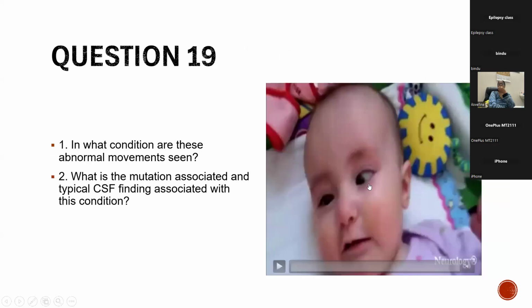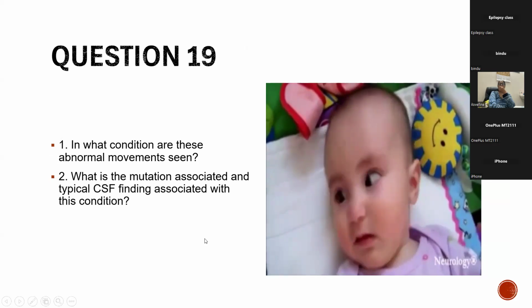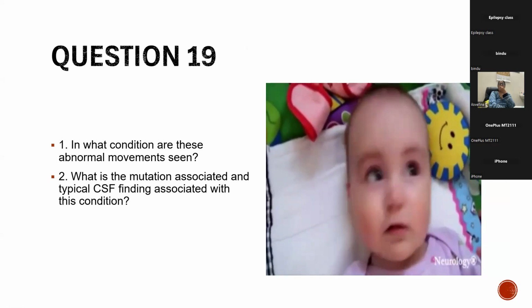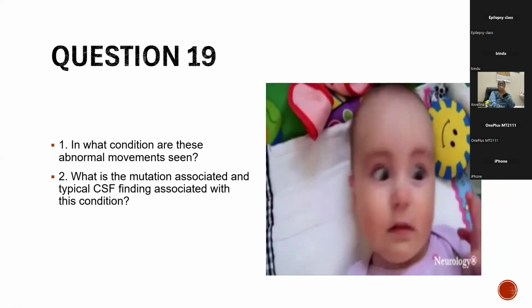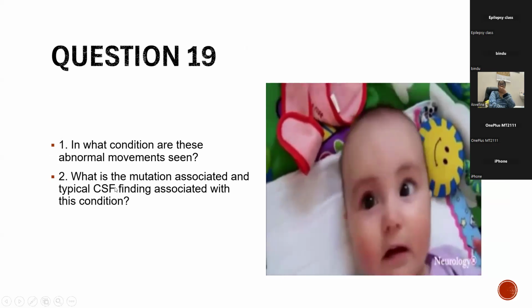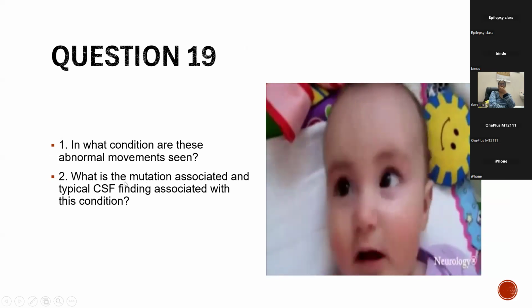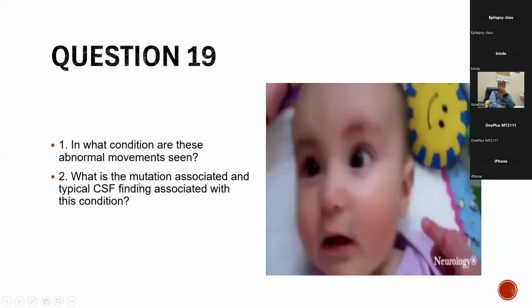Question number 19. This is the video of the child. What is this condition? What are the subnormal movements seen? And what is the mutation associated and typical CSF finding associated with this condition? I'll play the video again.